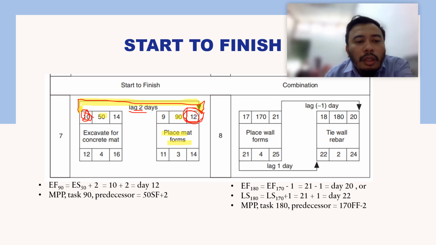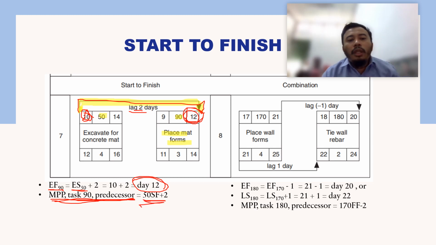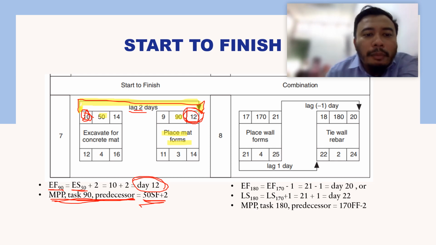Based on this diagram, you can calculate that the earliest finish for activity 90 will be equal to the earliest start for activity 50 plus 2. So at day 12, you get the earliest finish for activity 90. In Microsoft Project, on task 90, you can write in the predecessor column 50SF plus 2. So you get the same relationship, the same network as the precedence diagram.